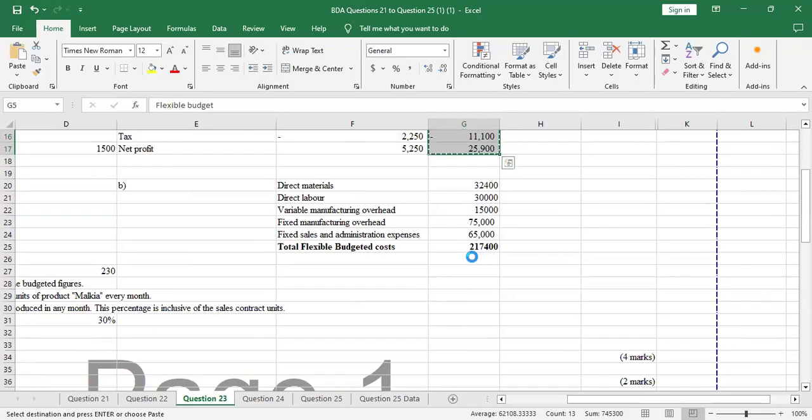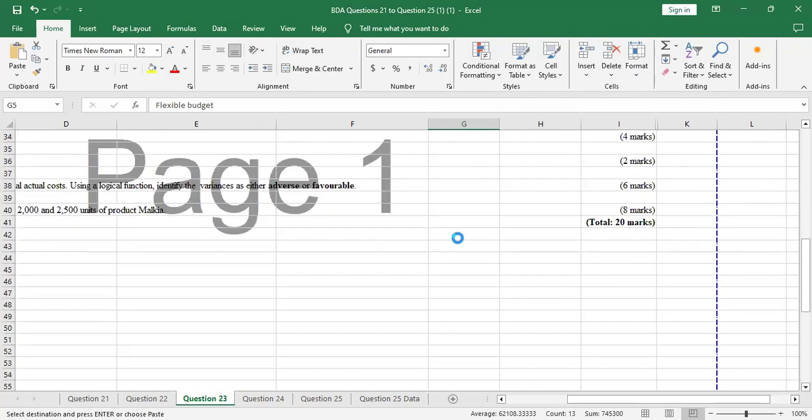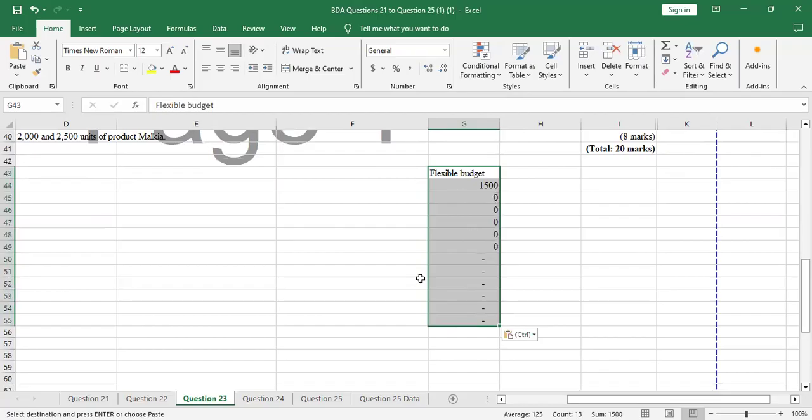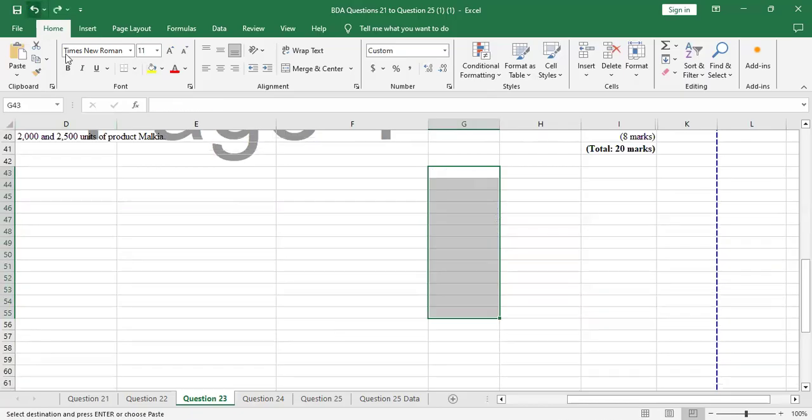Control C. Then let me put it here. Flex original variance here. So let me copy it here, Control V. I don't know why it's not giving the values. It's okay.